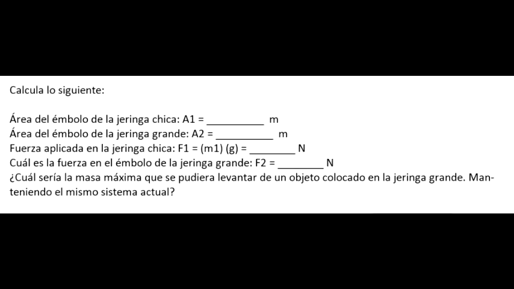And what is the maximum mass you can lift in the actual system? With an object placed in the big syringe, well, as long as the syringe doesn't break, there is no maximum weight, because the weight you apply in one piston will be lifted in the other piston. That's what Pascal's principle talks about.